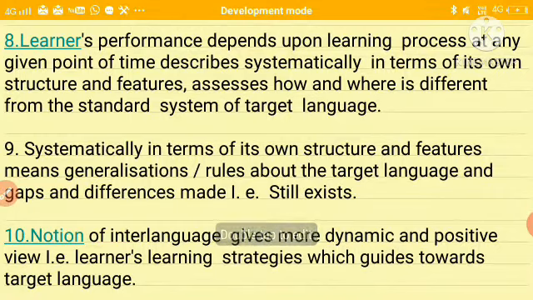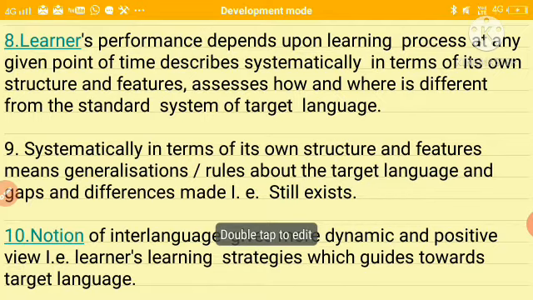Then come to point number 9. Systematically in terms of its own structure and features means generalizations or rules about the target language, and gaps and differences made that still exist.